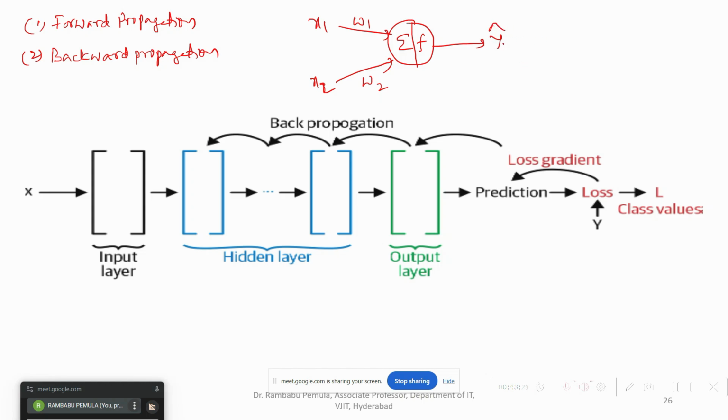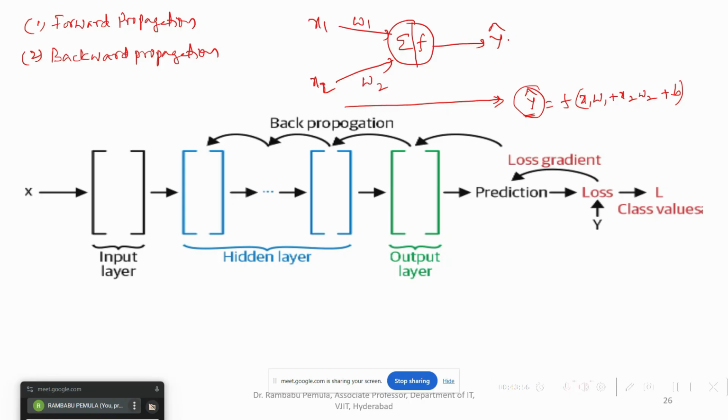Now, what is the formula for y cap? What is forward propagation? Forward propagation is nothing but getting the output from the input. That means you perform x1 w1 plus x2 w2, and then there is some bias, and on that we apply some activation function f, and that is y cap. This y cap is called the predicted value.